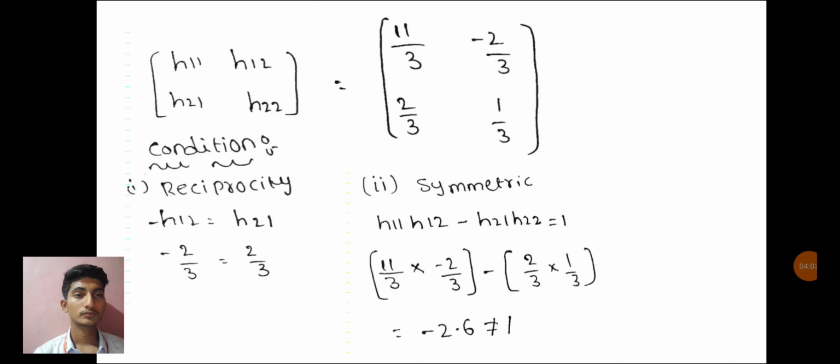For symmetry, H11 H22 minus H12 H21 equals 1. Multiplying these, the condition does not equal 1, so the network is not symmetric.